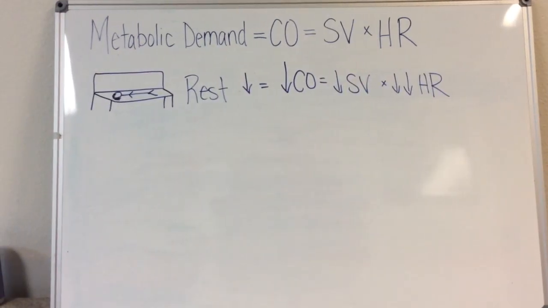An example of this is me every morning since we've been put on leave, watching the news, drinking my coffee. As you can see, at rest, my metabolic demand decreases, which allows my cardiac output to also decrease, and this is accomplished by a small decrease in stroke volume and a significant decrease in my heart rate, beats per minute.